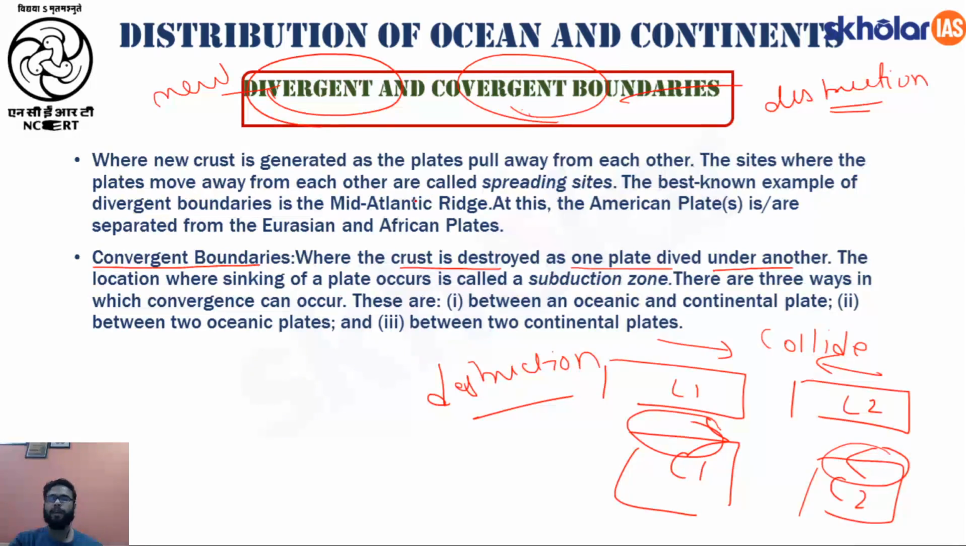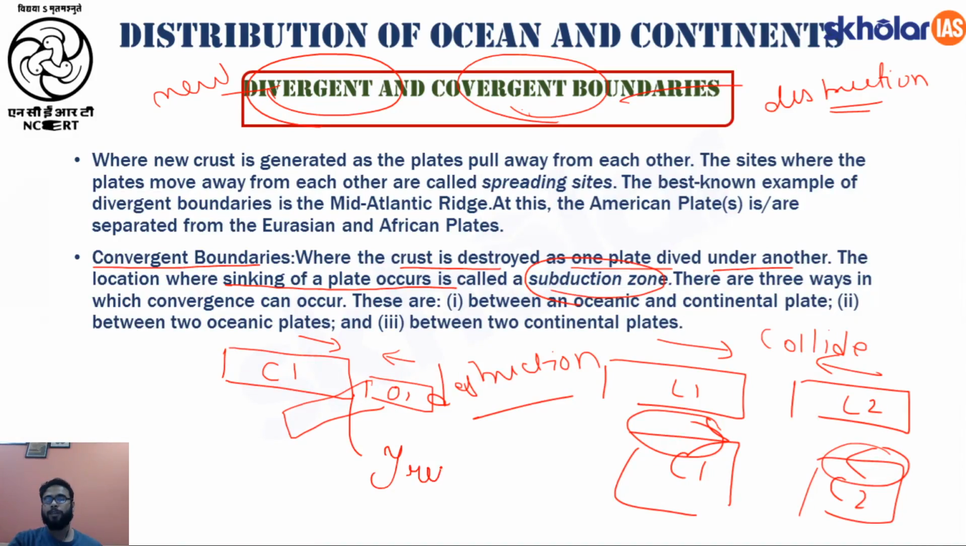Very, very important. Fine. The location where sinking of a plate occurs is called the subduction zone. For example, if I have a continental plate here, C1, and an oceanic plate here, O1, and if O1 and C1 are moving towards each other, which one will fall down? Of course, the ocean plate will move below the continental plate, and these locations are called as what? These locations are called trenches. And why is the ocean plate moving below the continental plate? Because the density of ocean floor is greater than the density of continents, right? And these areas, the trenches, are called the subduction zones.